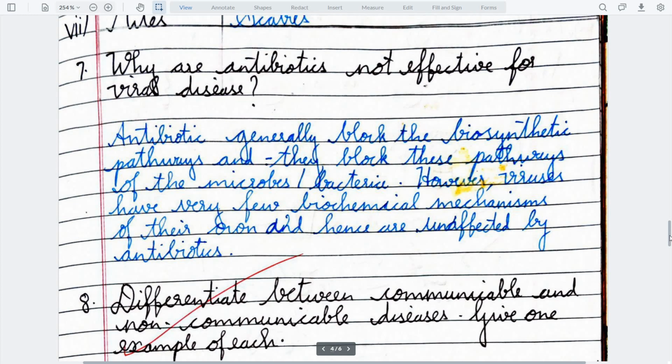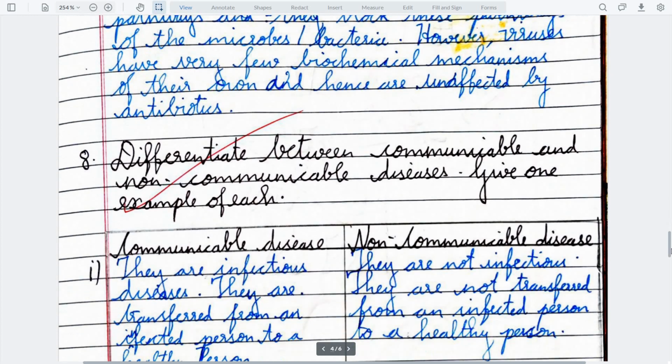Why are antibiotics not effective for viral disease? Antibiotics generally block the biosynthetic pathways of microbes or bacteria. However, viruses have very few biochemical mechanisms of their own and hence are unaffected by antibiotics.